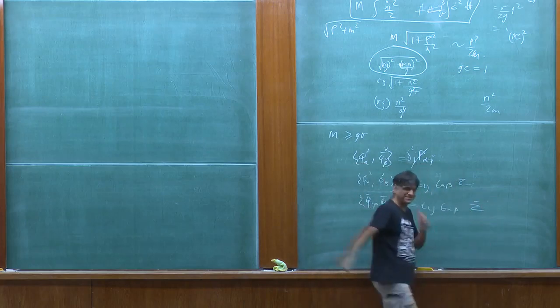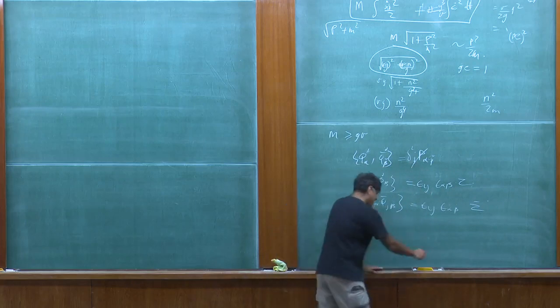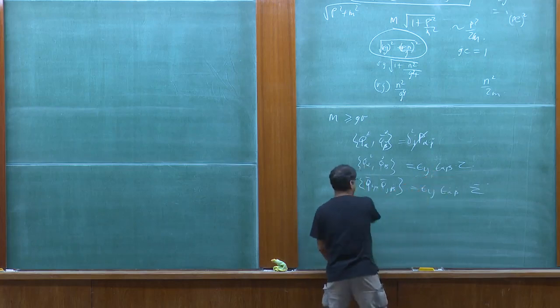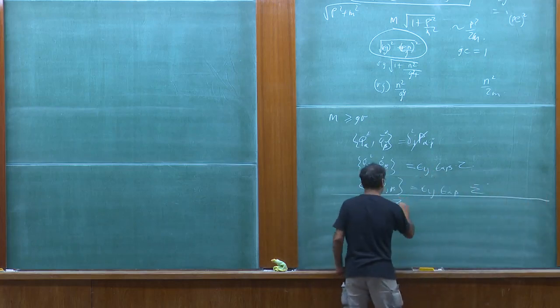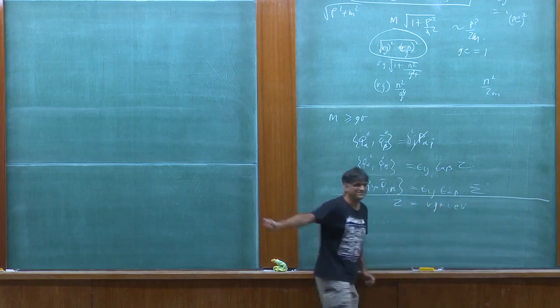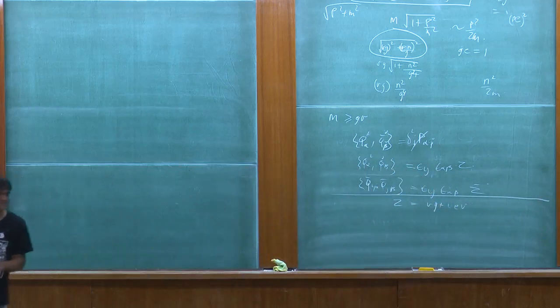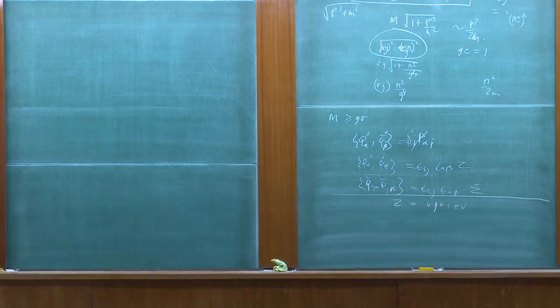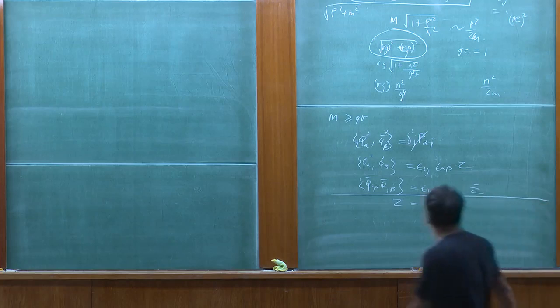Times z bar. Okay, and in this language, this z turns out to be vg plus iev. Okay, and then if you remember, we found that the mass squared was greater than or equal to mod z squared. Okay, so mass was greater than or equal to the square root of that, and that's how it comes about from supersymmetry. Okay, excellent.